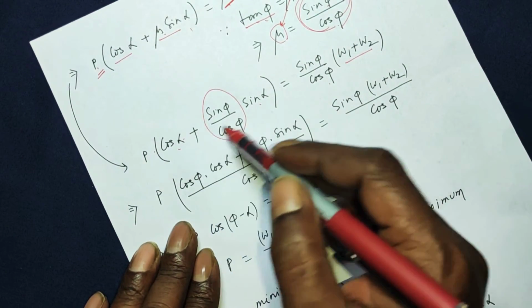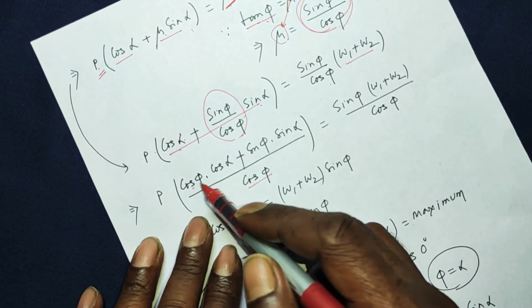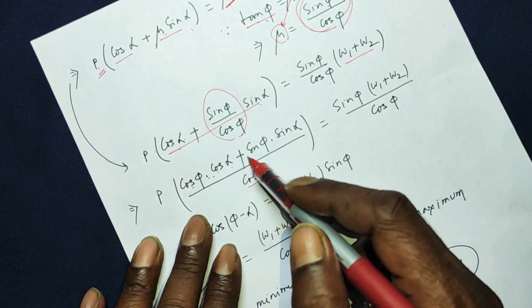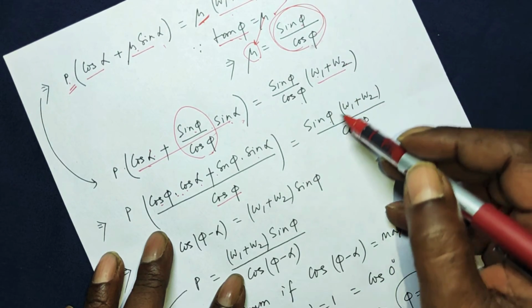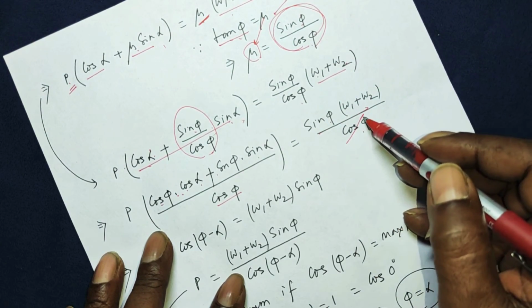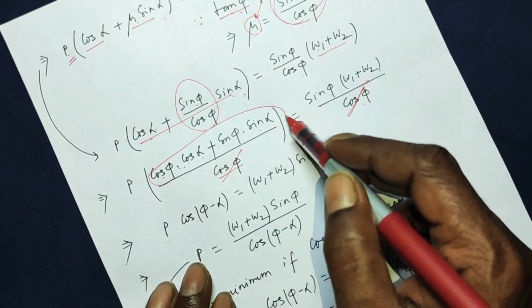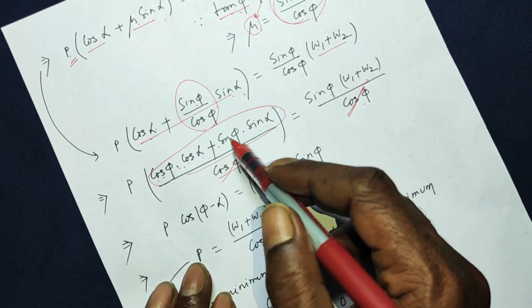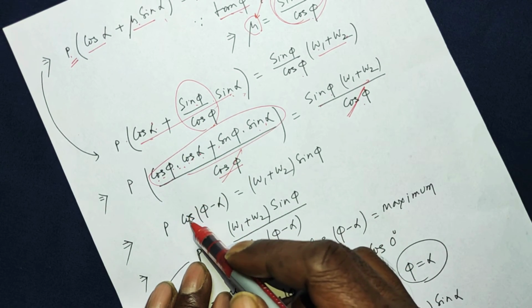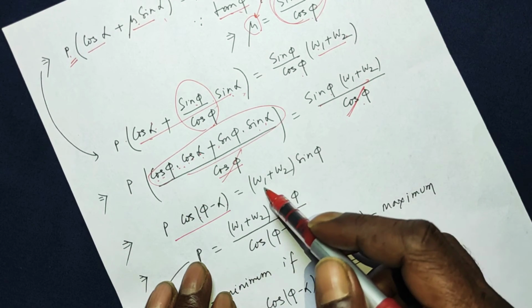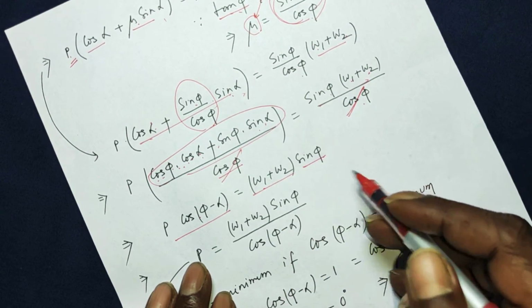And if you take LCM here, we have LCM cos phi. So cos phi is multiplied here. Cos phi times cos alpha plus sin phi times sin alpha. So sin phi times W1 plus W2 over cos phi. Cos phi cancels. Now this is a simple trigonometric formula. Cos A cos B plus sin A sin B is equal to cos of A minus B, that is cos of phi minus alpha, is equal to W1 plus W2 times sin phi.